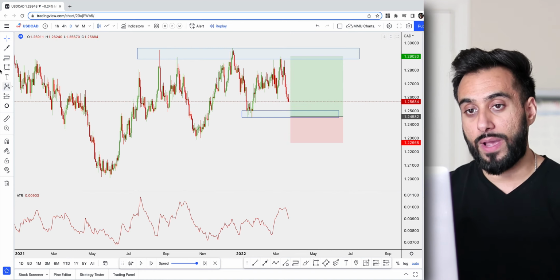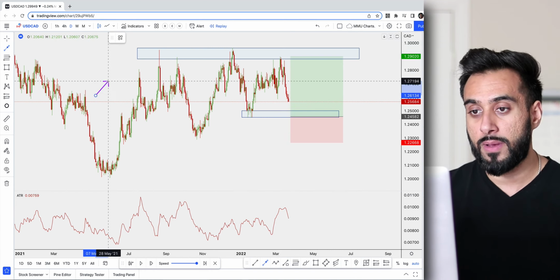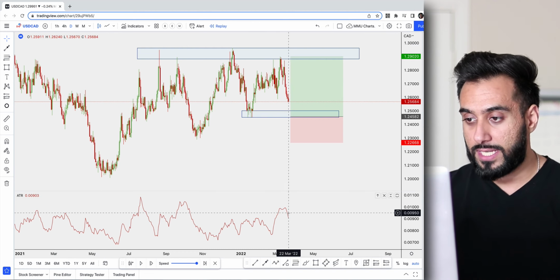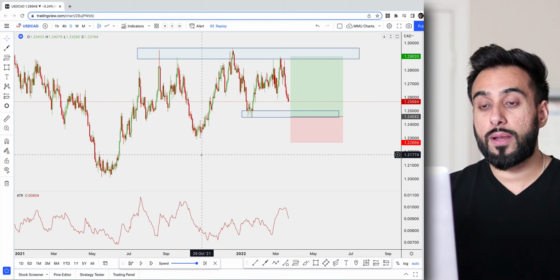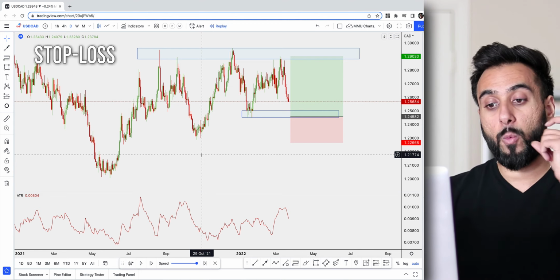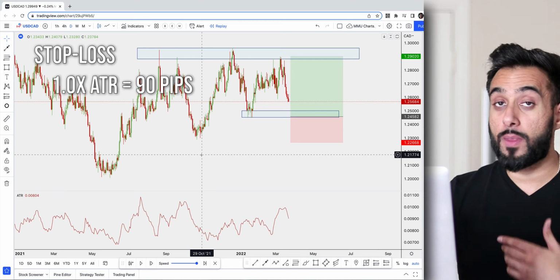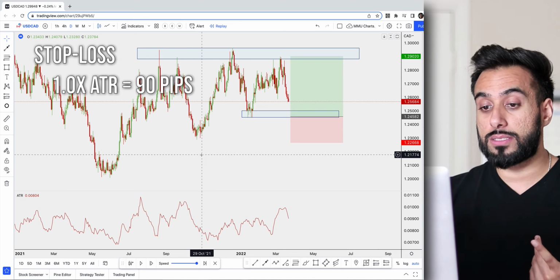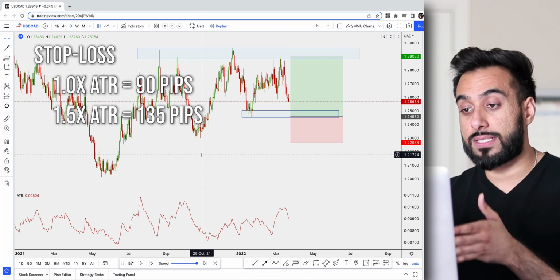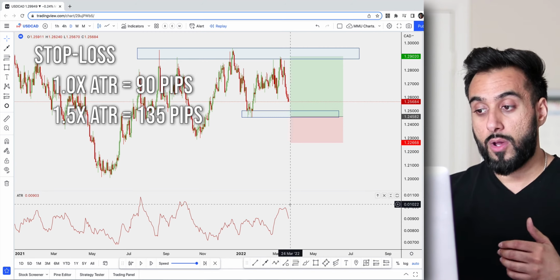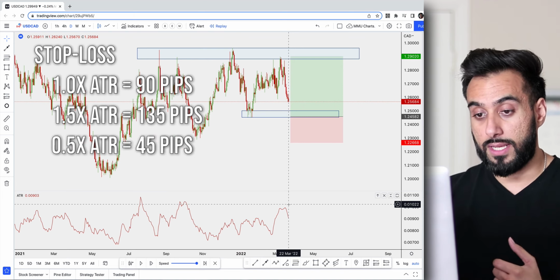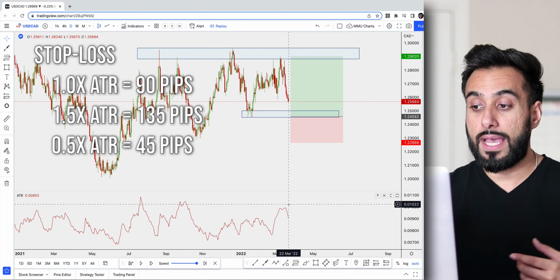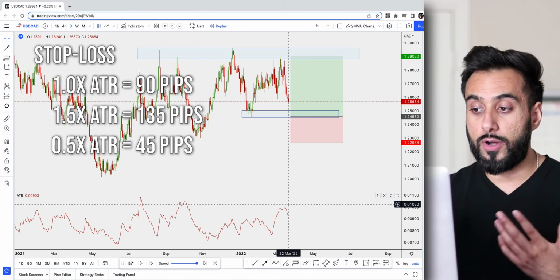And by the way, I usually do this mostly on the daily time frame. So you just see what the ATR is saying. It's saying around 90 pips is the ATR. So you can put your stop loss as wide as the ATR, or you can do your stop loss at 1.5x of what the ATR said, or at 0.5x of what the ATR said. So 0.5x would be 45 pips, and 1.5x would be around 130, 135 pips.